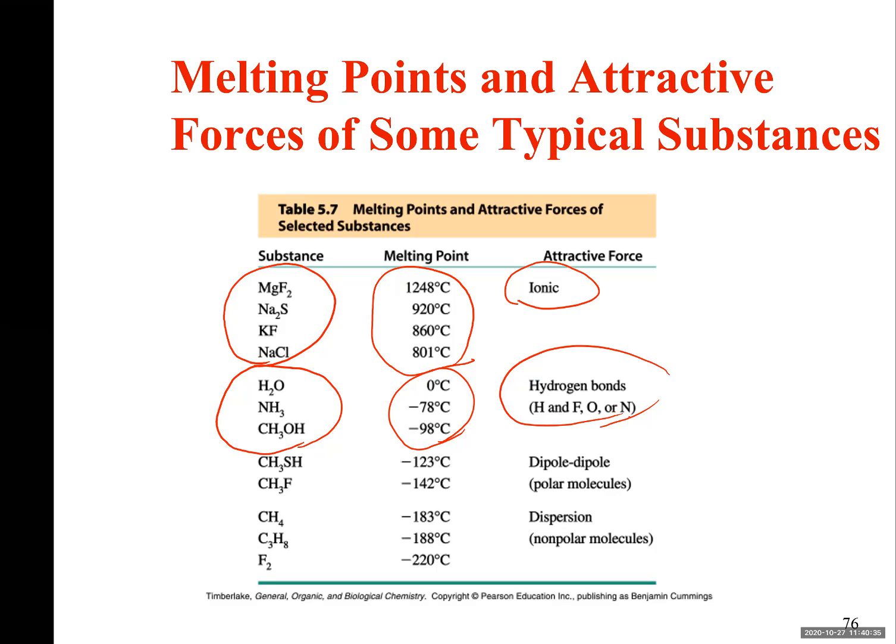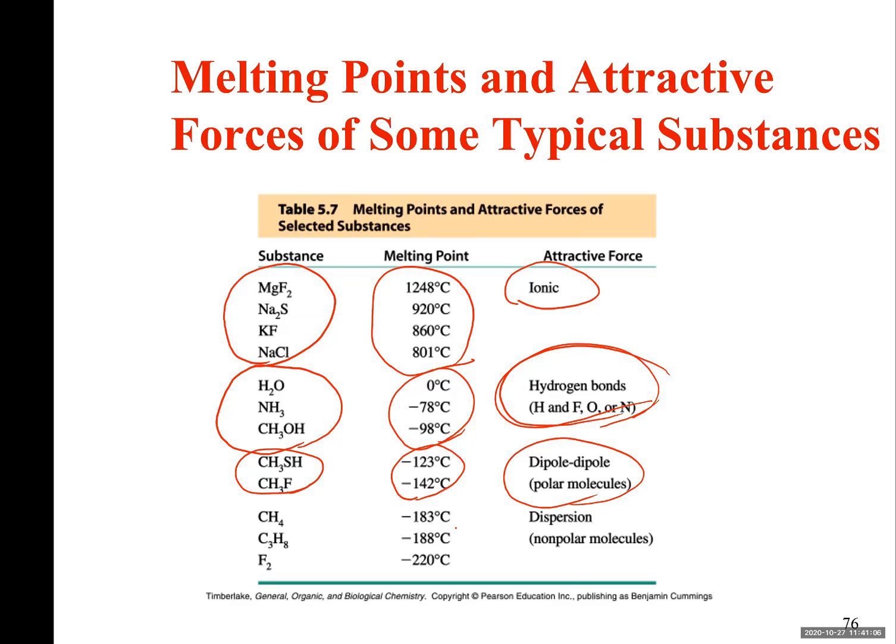And if I move from hydrogen bonding to dipole-dipole interaction, which is a much weaker force than hydrogen bonding, these are the 2 examples. They do not have hydrogen bonding. However, the 2 molecules are polar, so they make dipole-dipole interaction. Look, the melting point is still going lower from previous categories. It starts from minus 123, it goes minus 142.